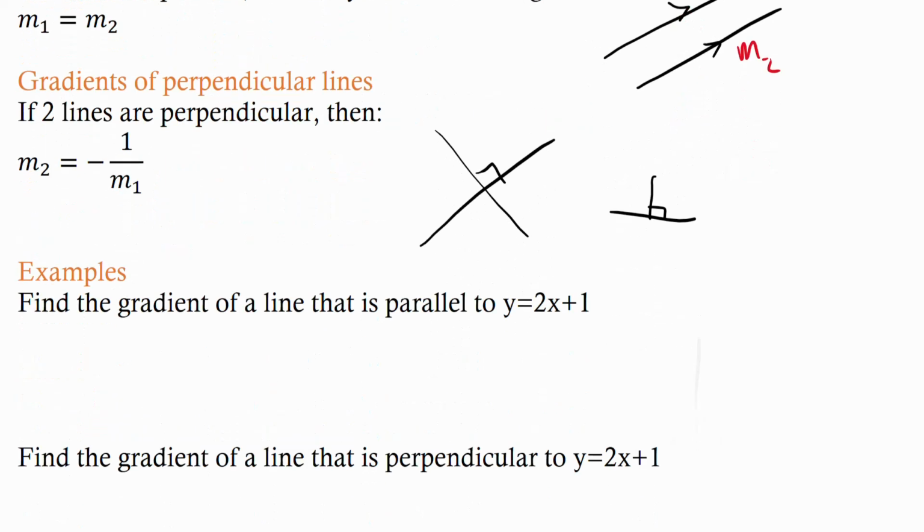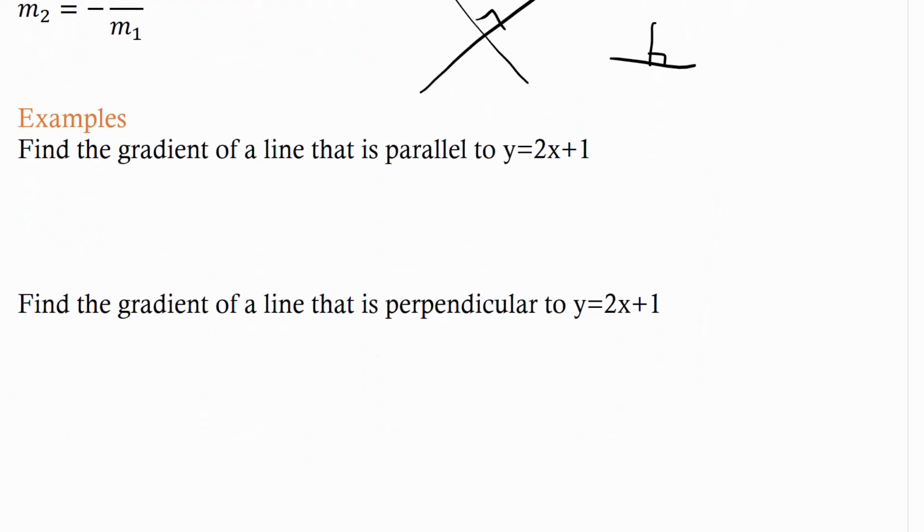So if we had to do an example here, we need to find the gradient of a line that is parallel to y equals 2x plus 1. First thing to find is our gradient of the original. And remember, this is nice and neat. We're using y equals mx plus c. So we know for this one that m1 is going to equal 2. And we know for parallel lines that m1 is going to equal m2. So we know that m2 also has to equal 2. So that was easy. Parallel lines, they're the same.